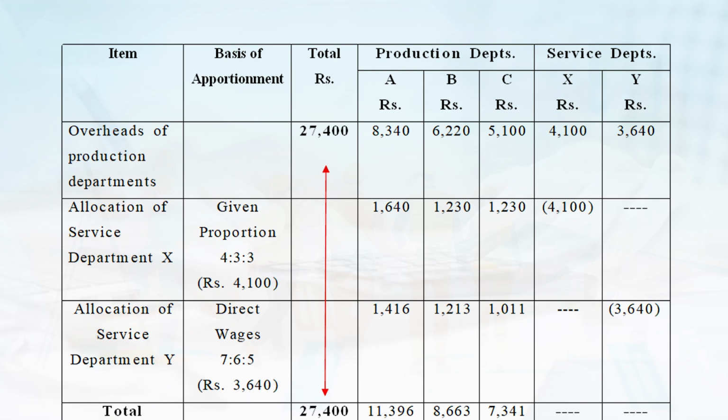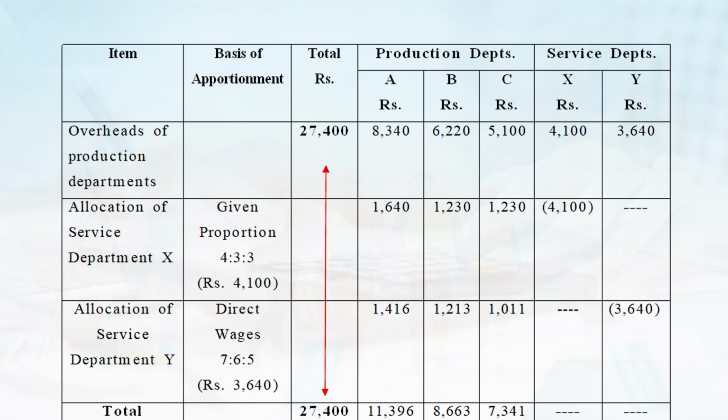Now let us allocate first service department cost of rupees 4,100 to production department A, B and C in the given proportion of 4:3:3. So, the allocation of service department X overhead comes to production department A as rupees 1,640, for B it is rupees 1,230, and for C also it is 1,230, and therefore, there is nil cost for service department X.